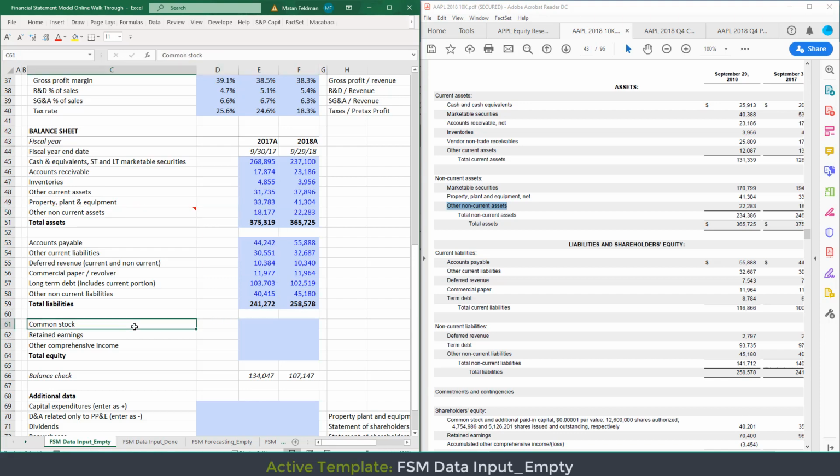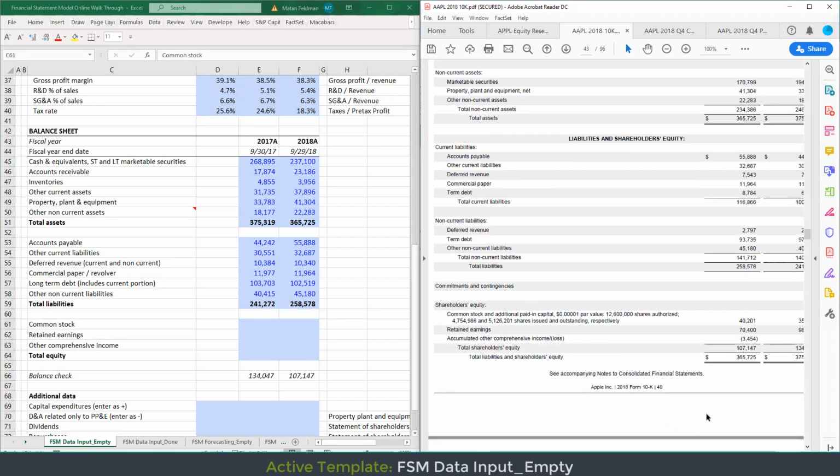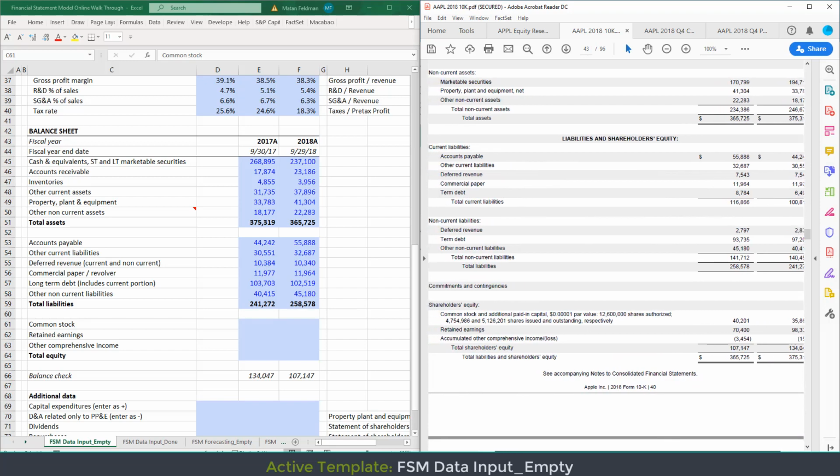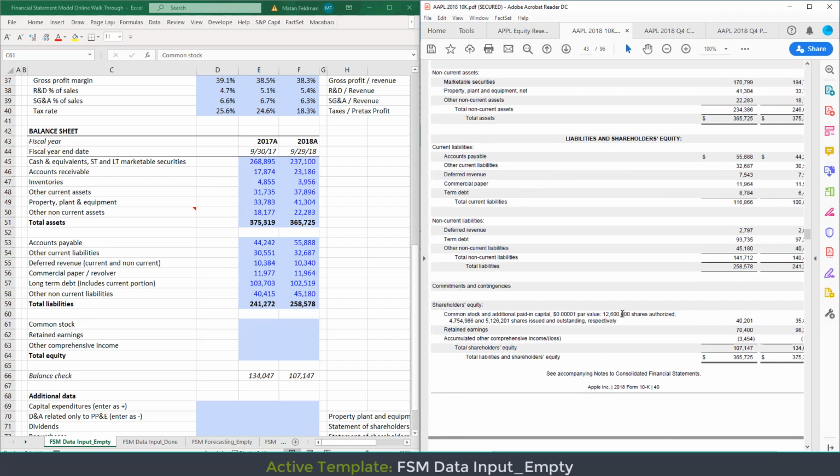Okay. So now let's move on to the final piece of the balance sheet, which is equity. If you scroll down here, you see that Apple has three components of equity. It's got common stock and additional paid-in capital, retained earnings, and accumulated OCI. Now, when I see this, I actually expect to see four core line items in the equity section. What's missing here that I usually expect to see is treasury stock.